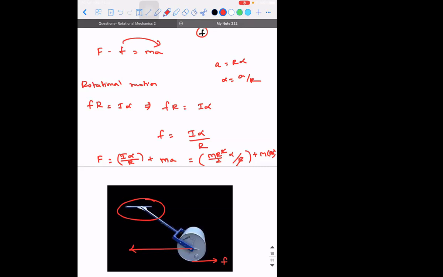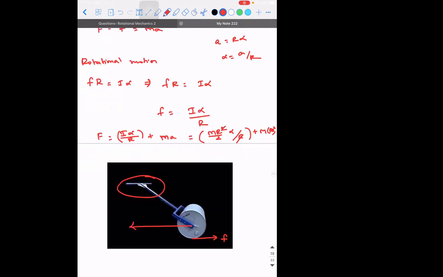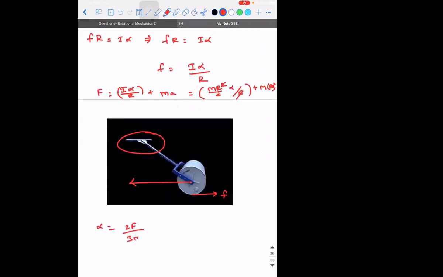Sir, it's 2F by 3 MR. That's right. So alpha will be equal to 2F by 3 into M into R. I hope everyone got this answer, and you're clear with the concept also. Is there anyone having a doubt? Yes.